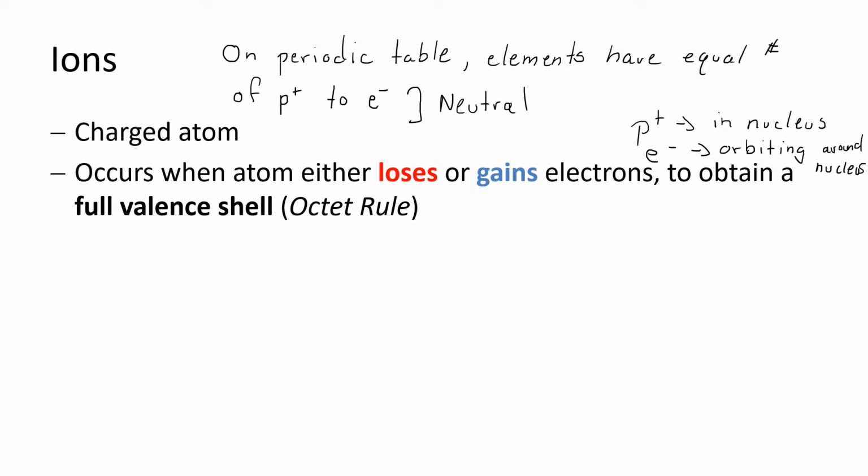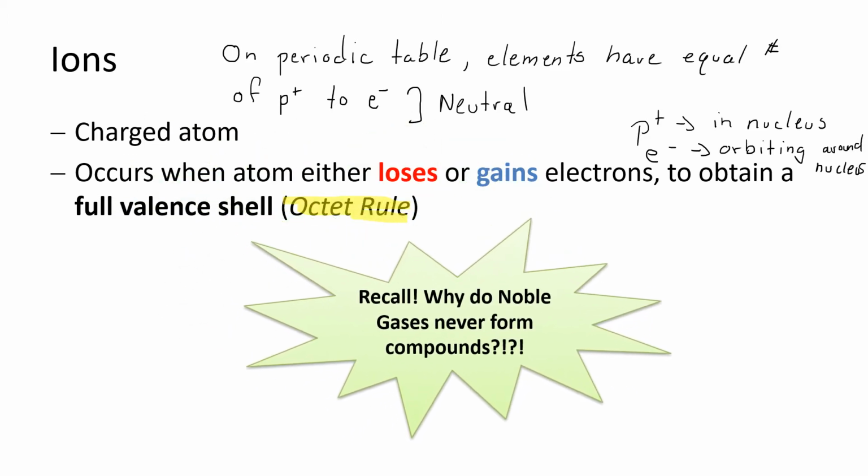Now the number of protons can never change, whereas the number of electrons can change. And when an atom gains or loses electrons, this causes its overall charge to change. And they're doing this to get a full valence shell. And that has to do with something called the Octet Rule. And it has to do with the noble gases.